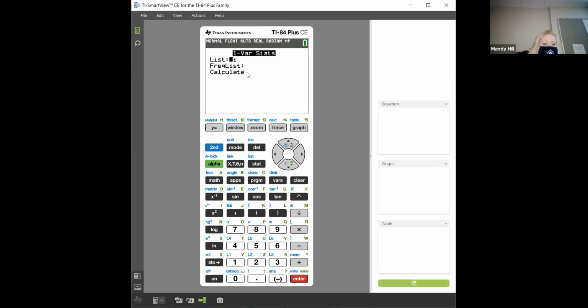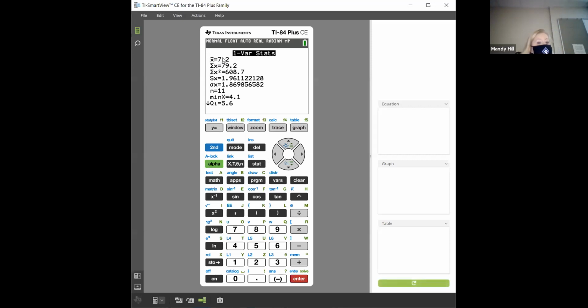Now, this is important. It says list, and then it has L1. If I want to look at Big Bank first, that's going to be L1. When I want to go to Best Bank, remember we typed those into L2, so we'll need to change that. But for right now, we do want to look at Big Bank, which we typed in list 1. So we're just going to enter all the way through those, enter at calculate, okay? X bar is a fancy way of saying mean. Just hit enter all the way through that list.